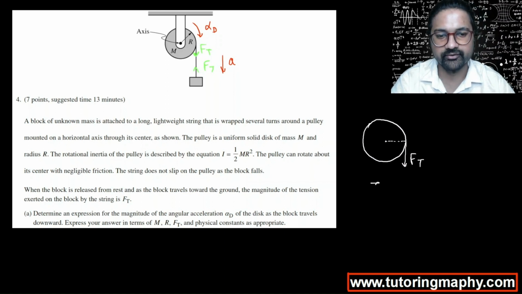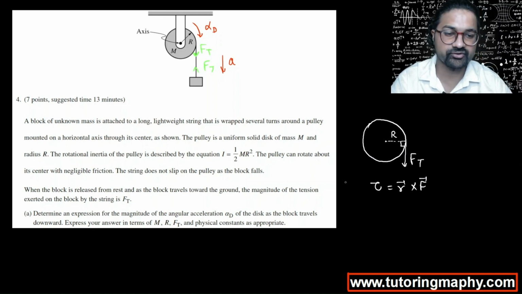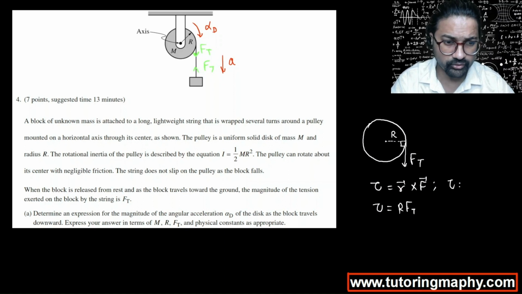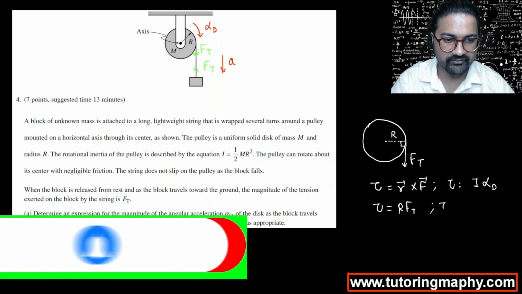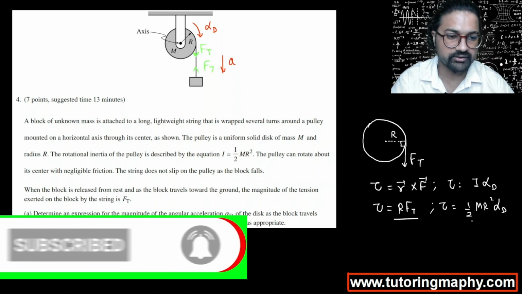We know that the value of the torque is R cross F. Fortunately here the R is definitely R, F is F, but the angle is 90. So cross product means sine 90, and sine 90 is just 1. So the torque is just going to be capital R times F of t. Also, the value of torque is given by I alpha. In this case, alpha is alpha d, and we already have the value of I, which is half m r squared, times alpha d. This is also torque.